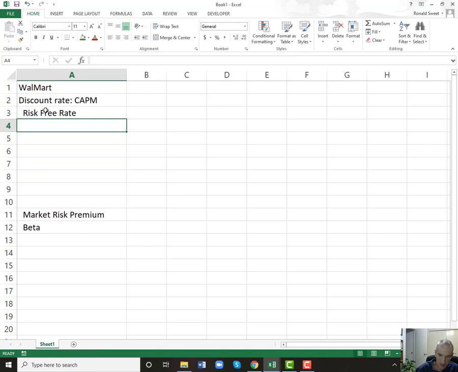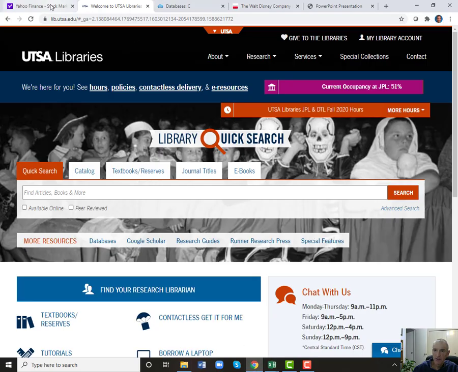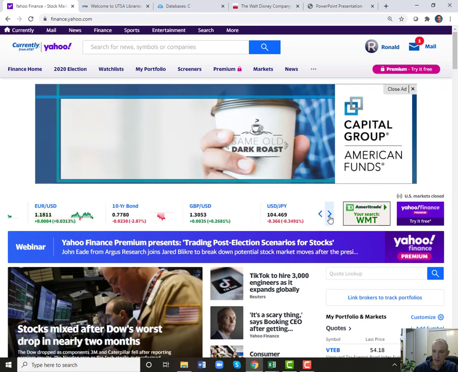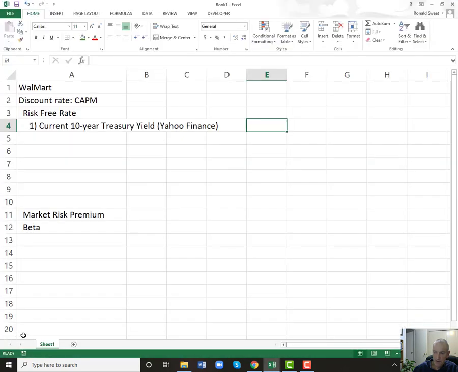There's three approaches. Traditionally, you just use the current 10-year Treasury yield. You can get that from Yahoo Finance or from several places. It's a very easy number to get. You can just pull that number. So let's go pull that number from the internet. We'll go to Yahoo Finance and you just click up here at the top and go over to the right until you find the 10-year Treasury, and there it is, 0.778 or whatever it is for the day that you're doing this.